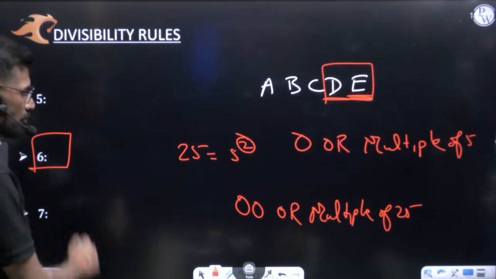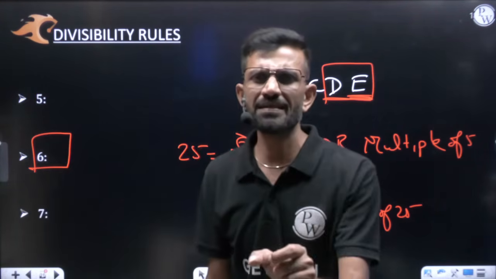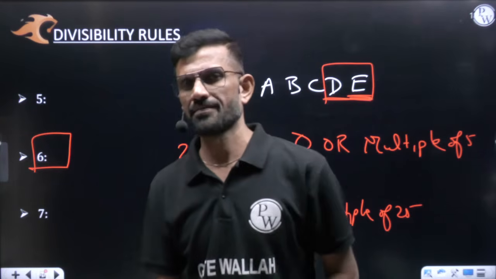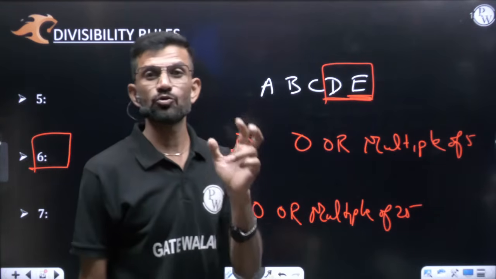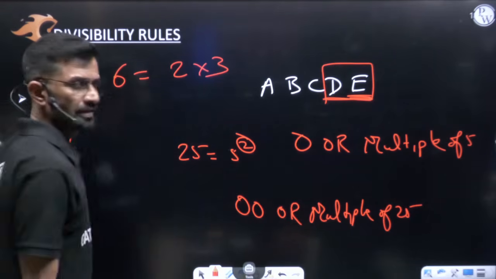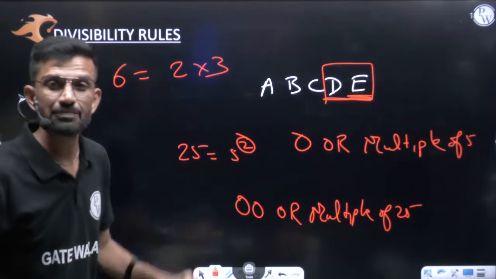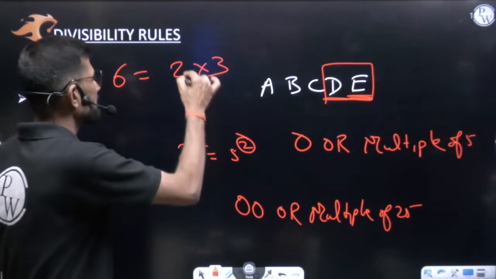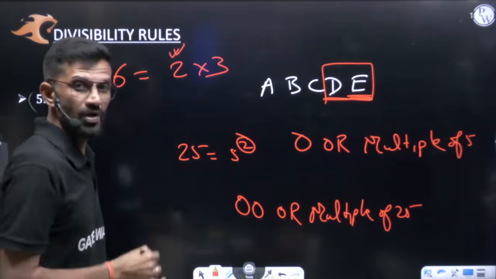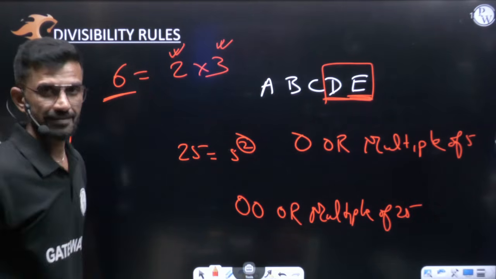Now once co-prime is clear, coming back to the divisibility rule of 6. What is the divisibility rule of 6? It says to break the 6 into co-prime factors. 6 can be written as 2 times 3, and 2 and 3 are co-prime numbers. Then the rule says that if a given number is divisible by 2 as well as by 3, then the given number is divisible by 6.